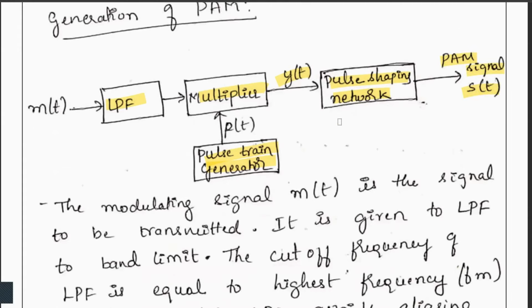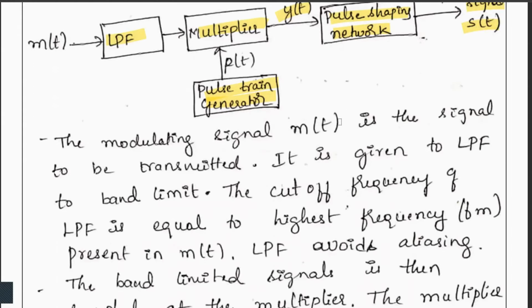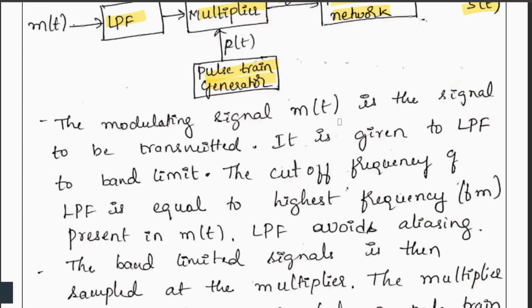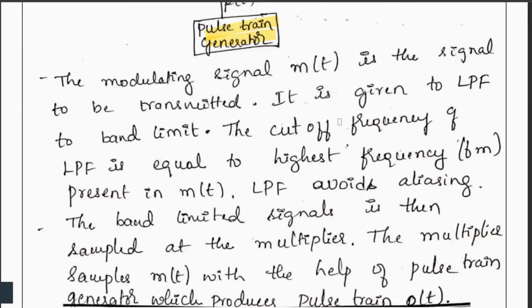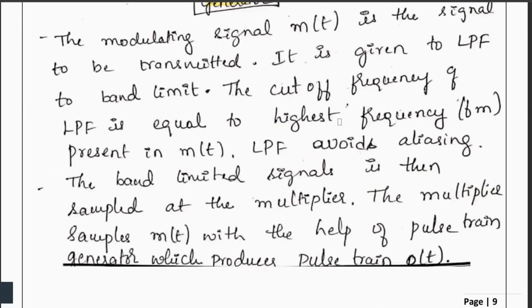The modulating signal m(t) is the signal to be transmitted. It is given to the low pass filter to band limit it. The cutoff frequency of the low pass filter is equal to the highest frequency present in m(t). So the low pass filter avoids the aliasing effect. The band limited signal is then sampled at the multiplexer.